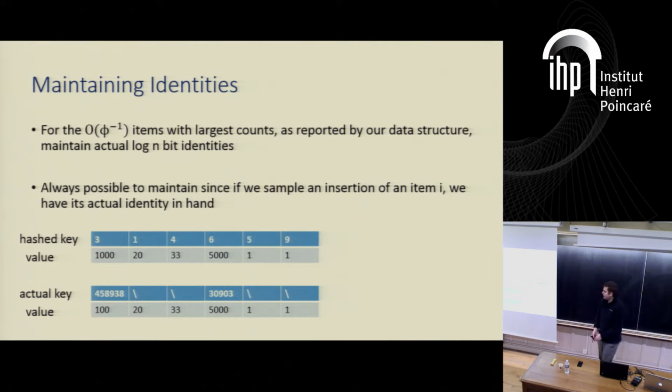So we're running Misra and Gries with 1 over epsilon. This is the hash Misra and Gries data structure. The bottom one is just maintaining identities for the top. So this is Misra and Gries, and I have all these values in the key value pairs, and I look at the top 1 over phi values. For those values, I'm maintaining the actual identity, the log n bit identity.